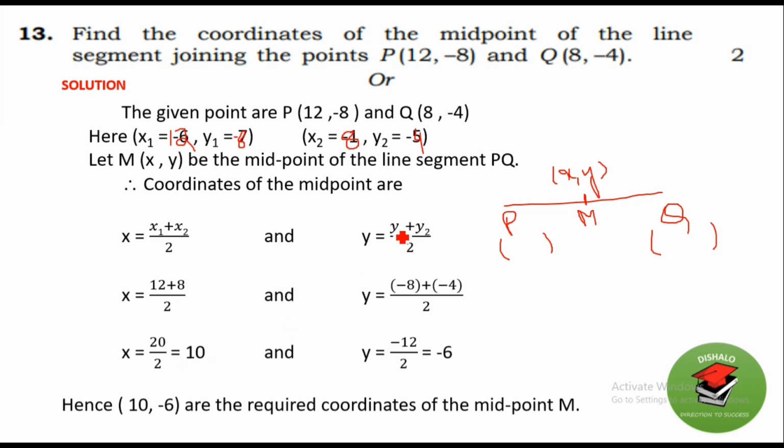Here y1 is minus 8. Okay, minus 8 plus y2 is minus 4. So minus 8 plus minus 4 is minus 12 divided by 2 is minus 6. So hence 10 comma minus 6 are the required coordinates of the midpoint. Please correct these. Okay. So let us move to the next question.